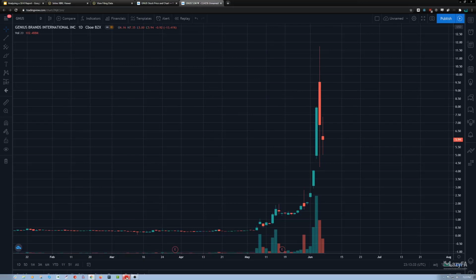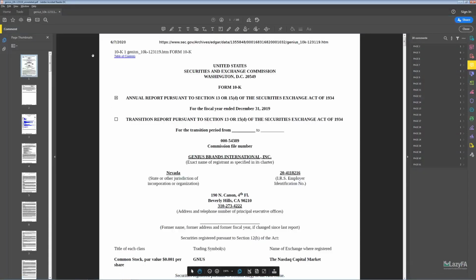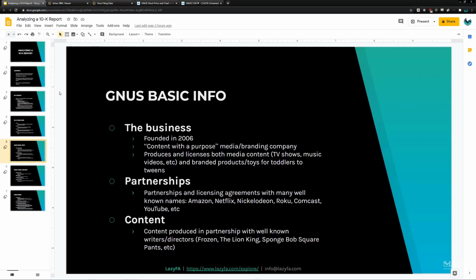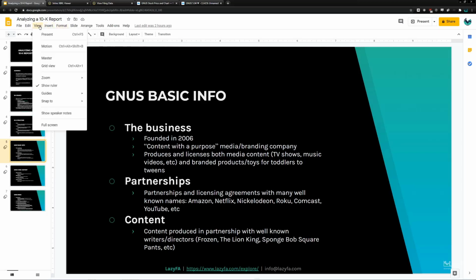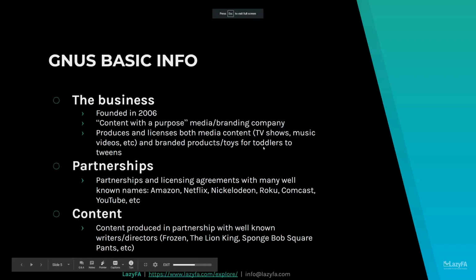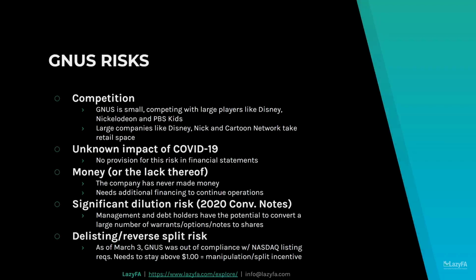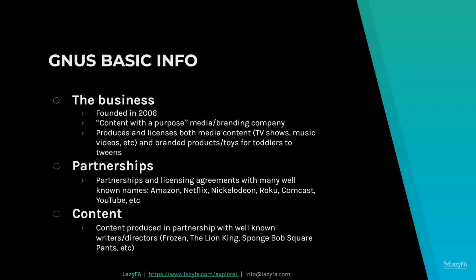We definitely won't get to all of it, but I did download the 10K report and I gave it a quick read. I didn't read all of it word for word, but I did skim it. And this is what I found. So I wanted to just break this into a few different pieces. It's just some basic information about the company, what content they produce, and then the risks that they face.